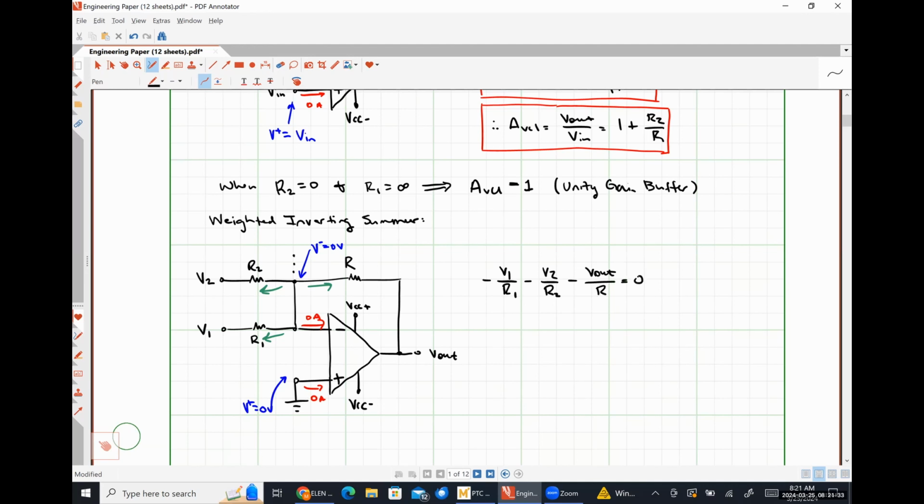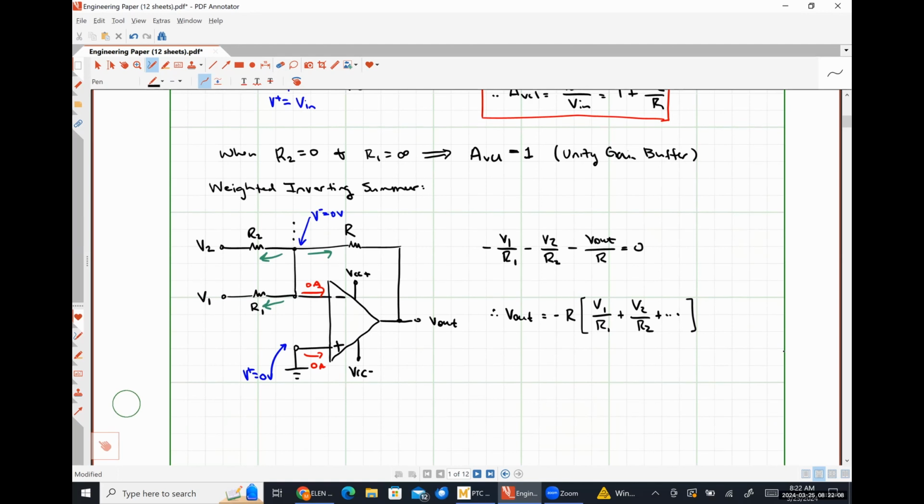is equal to 0. And rearranging this, we find that V out is just going to be negative R times V1 over R1 plus V2 over R2. And I'm going to put some dots there for any subsequent terms that we might have. Okay.